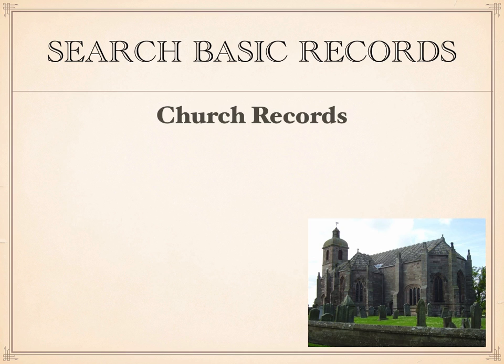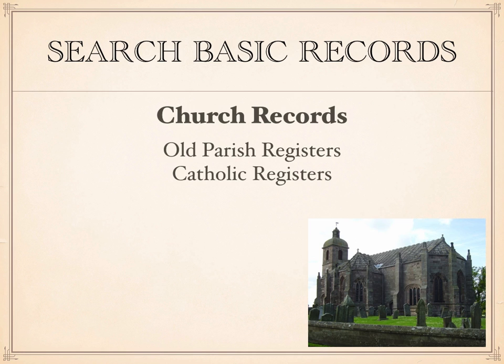The church records include old parish registers and Catholic registers. The Catholic registers and parish registers are separately kept. You would have to determine whether or not your ancestors were members of the Church of England or were Catholics or were members of some of the other religions. In Scotland, the predominant religion was called Presbyterianism, or Presbyterians were the members of that church.